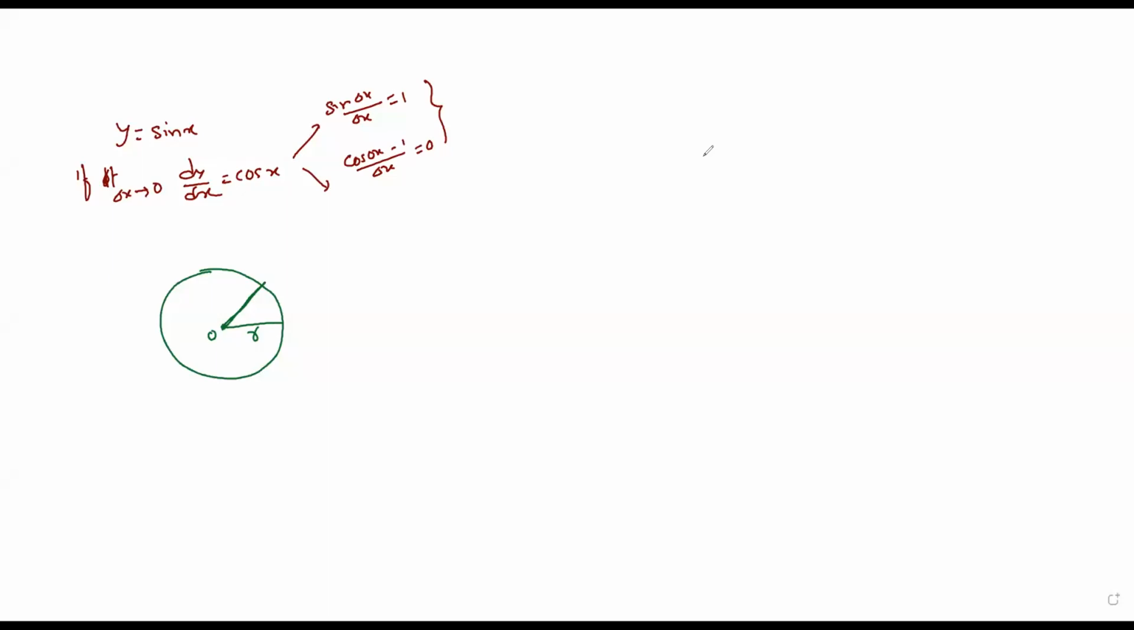In our last class of differentiation, we found the derivative of y equal to sin x. And during the derivation process, we utilized two identities: limit x tends to 0, sin x by x equal to 1 and cos x minus 1 by x equal to 0.